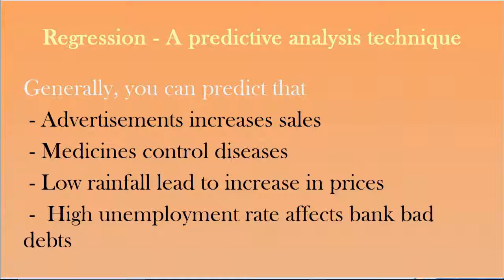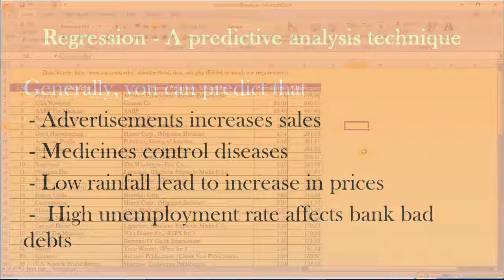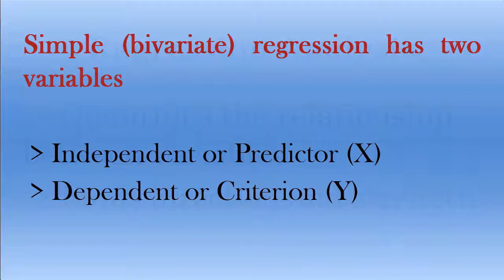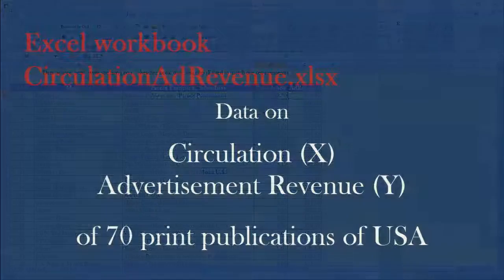However, you may not be able to explain the strength and direction of a relation and may not be able to predict future. Regression analysis helps you quantify the relation, its direction and strength. A simple linear regression measures the relationship between two variables, that is, independent or predictor variable and dependent or criterion variable. For example, circulation, that is, number of copies sold of newspapers and magazines, influence their advertisement revenues.